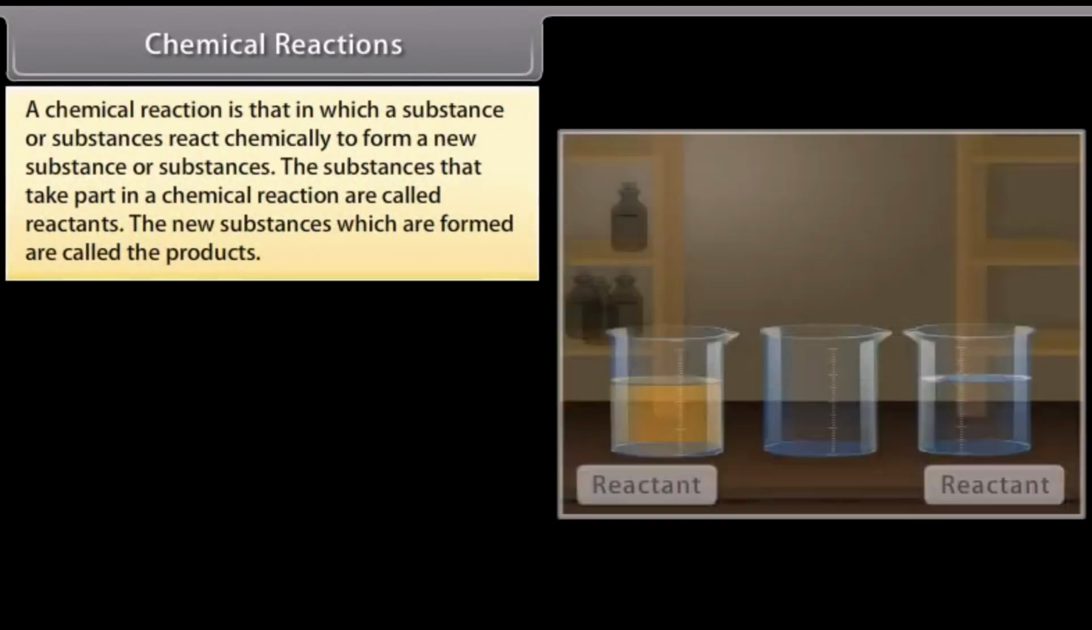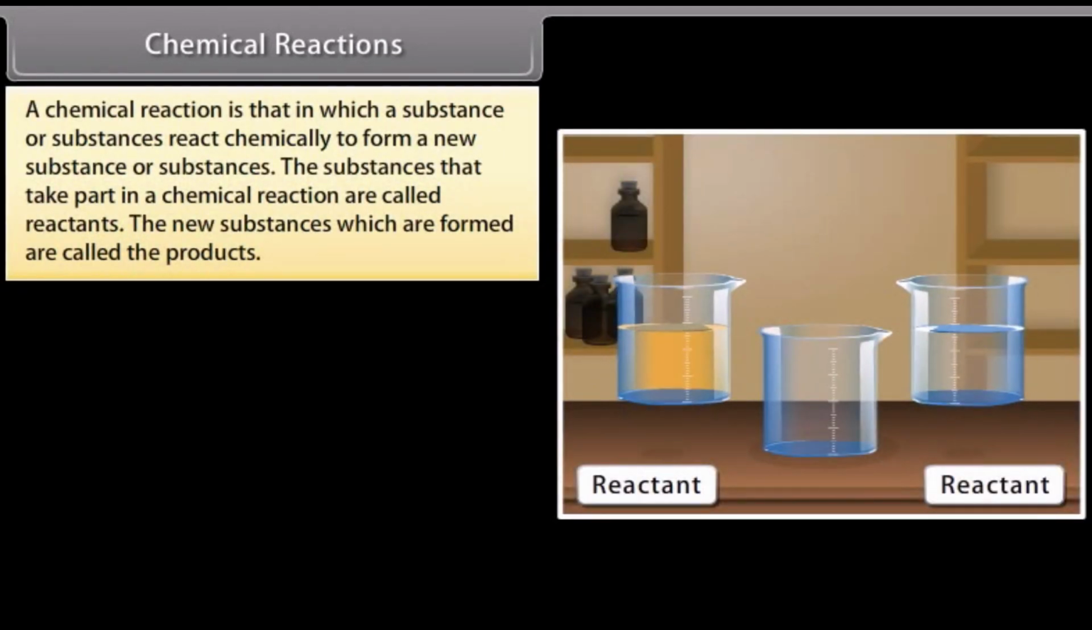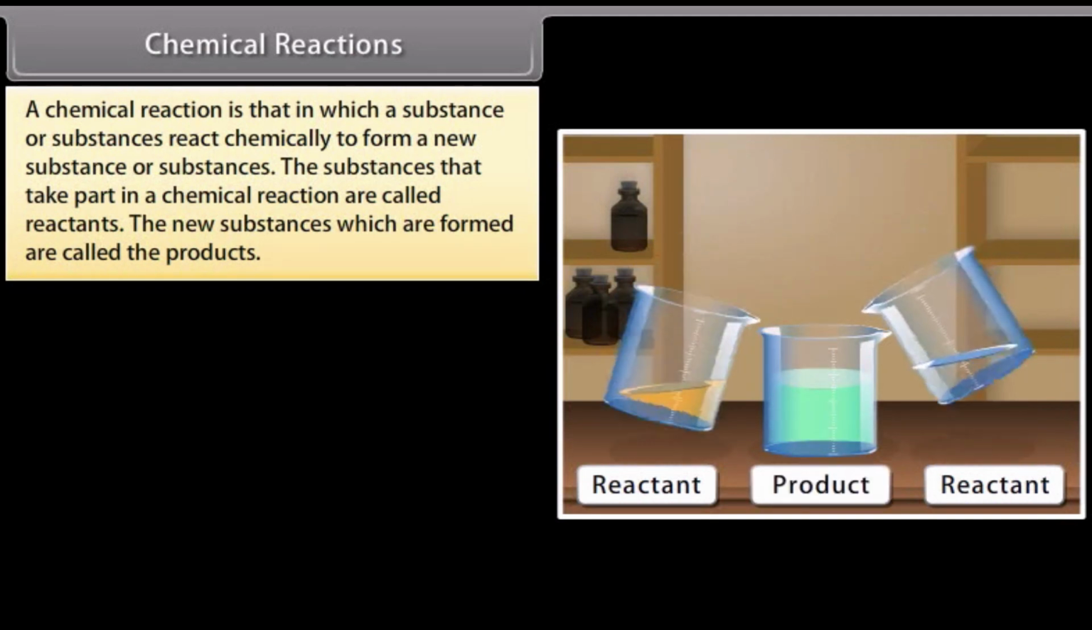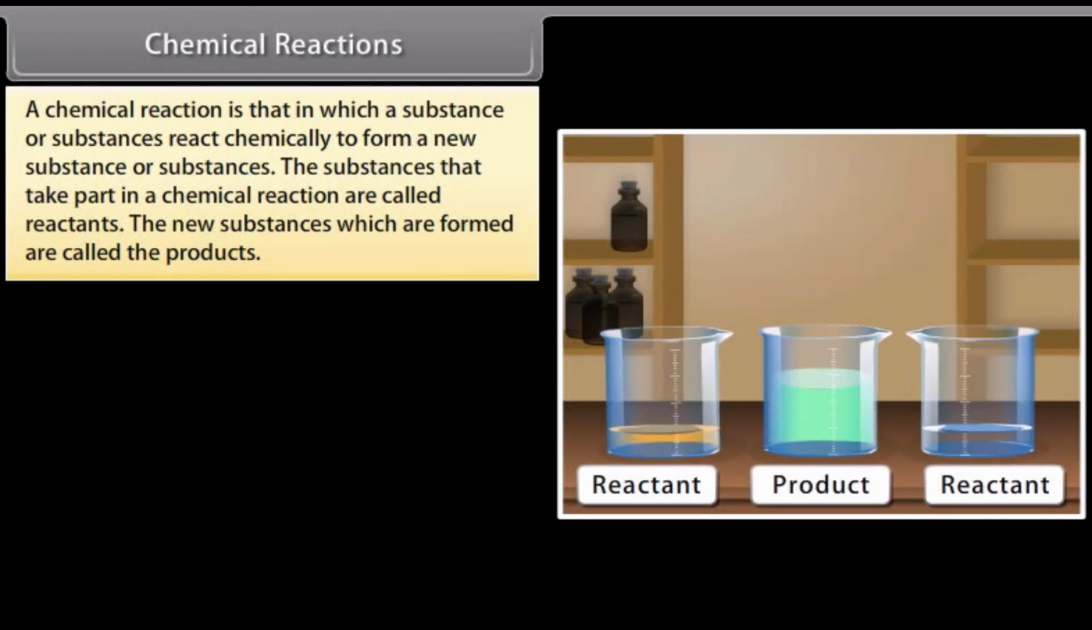Chemical reactions. A chemical reaction is one in which a substance or substances react chemically to form a new substance or substances. The substances that take part in a chemical reaction are called reactants. The new substances which are formed are called the products.